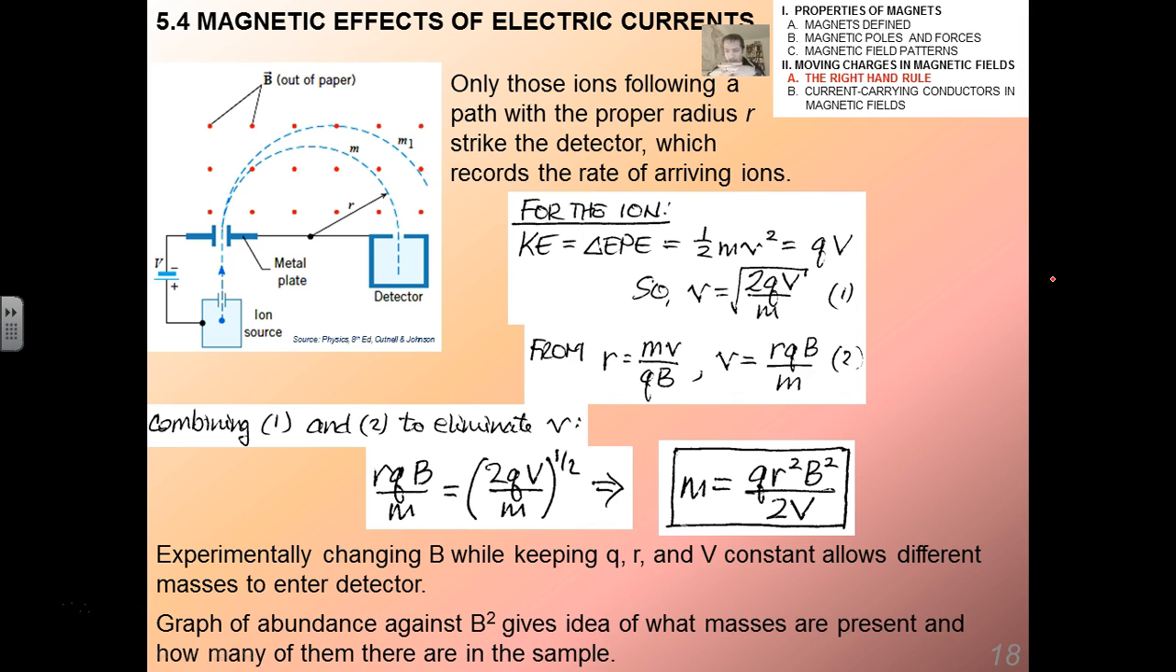Now, the mass spectrometer is a really interesting thing. You may be asked questions about it on the IB, but they're not going to be super complicated. This is more just for you to understand that there are many important applications of B fields and moving charges, and this is just one of many of them. But you should be familiar with the derivation of this equation and understand generally how a mass spectrometer works.